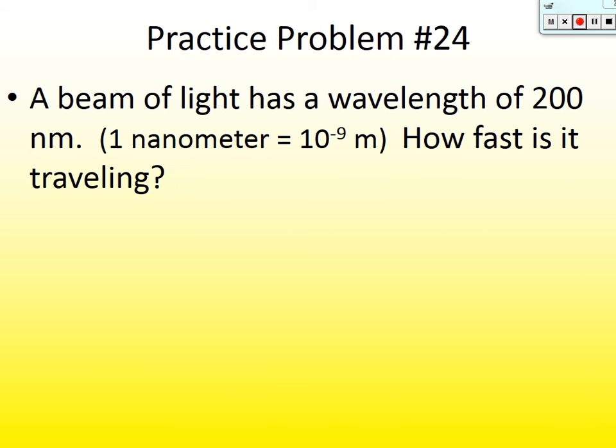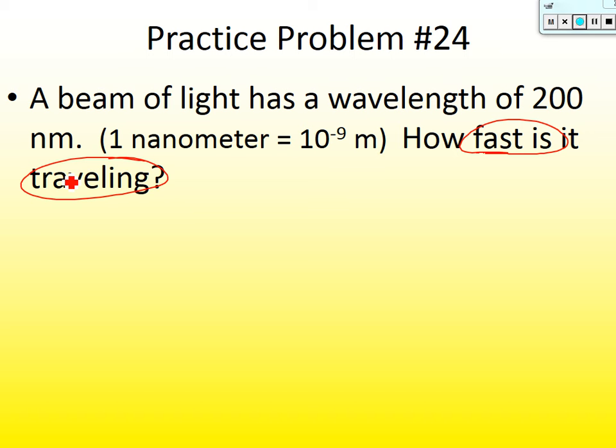All right, practice problem 24. This is an easy one. Let's see if you guys get it. A beam of light has the wavelength of 200 nanometers. Nm means nanometer, which is times 10 to the minus 9 meters. It says, how fast is it traveling? It's very easy.